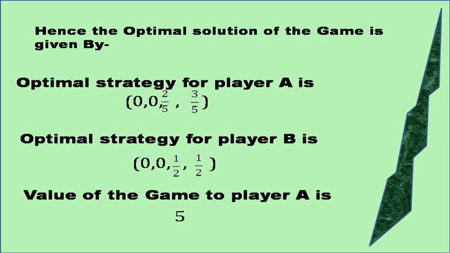So this is how we can find the solution of a 3 by 3 game which does not have a saddle point, using the rules of dominance and optimal mixed strategies.